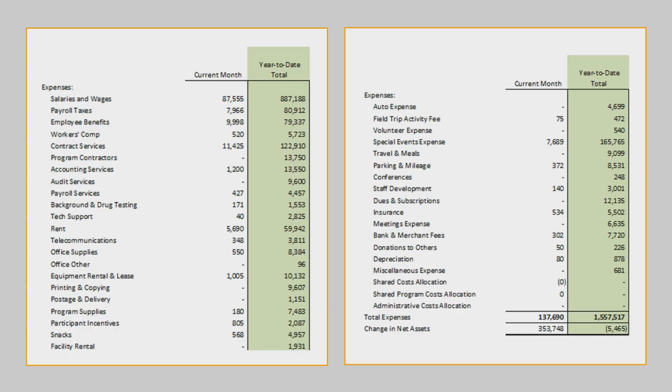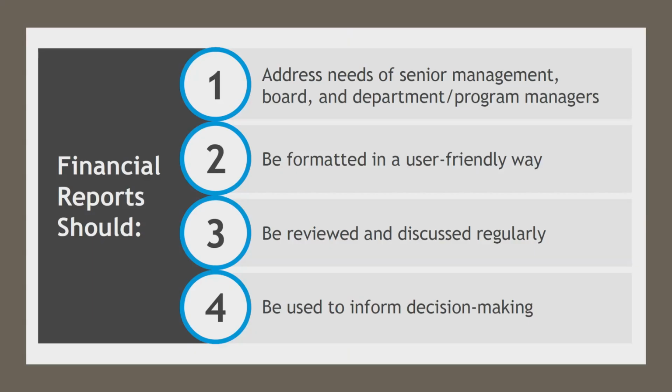Effective financial reports drive organizational success through four key principles. First, they must be tailored to meet the specific needs of your leadership team, board members, and program staff. Second, they should feature user-friendly formats that make complex data immediately understandable. Third, establish regular review cycles to ensure everyone stays aligned on your financial position. And finally, these reports should directly inform your strategic decisions, transforming financial insights into meaningful action that advances your mission.